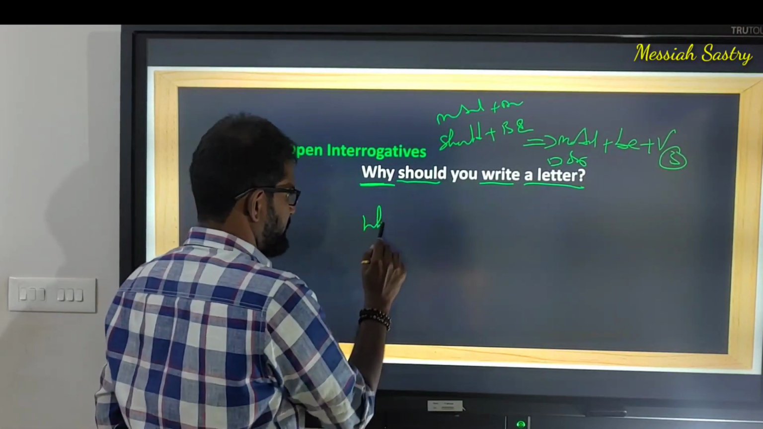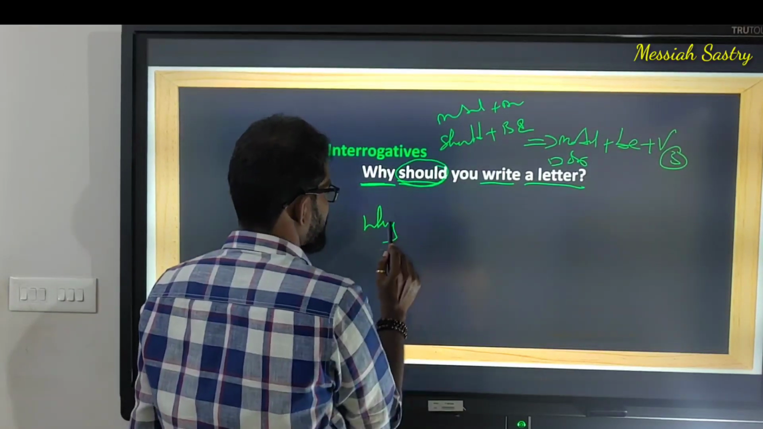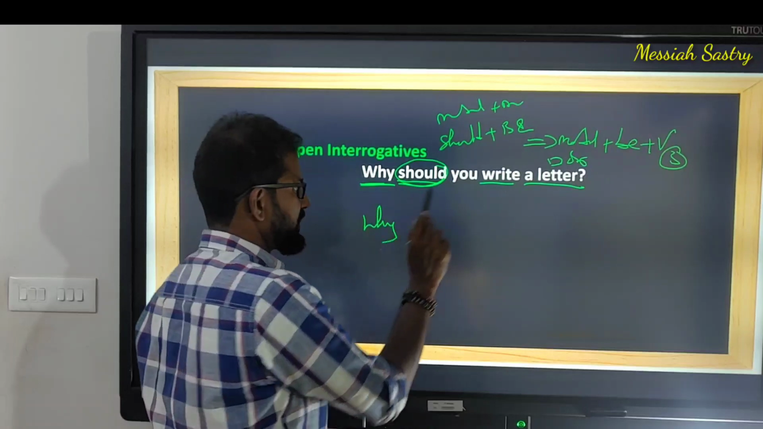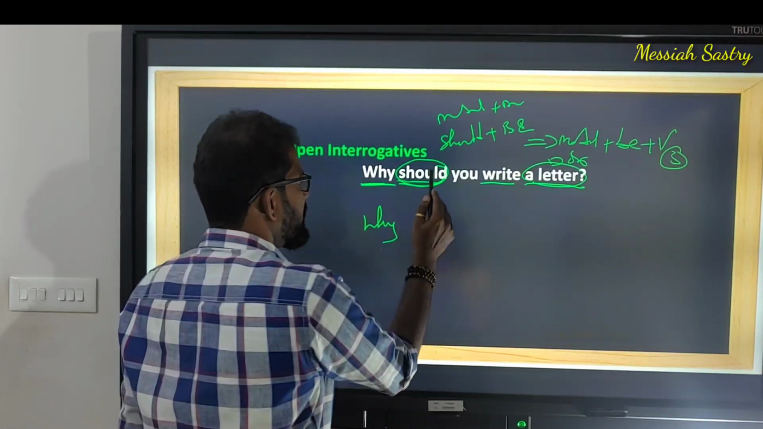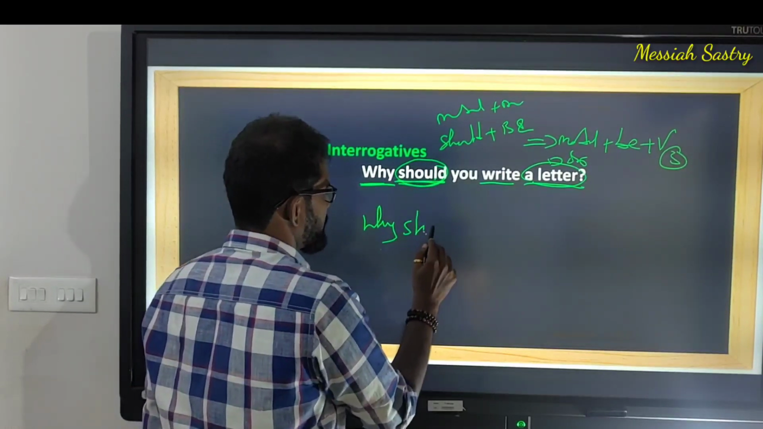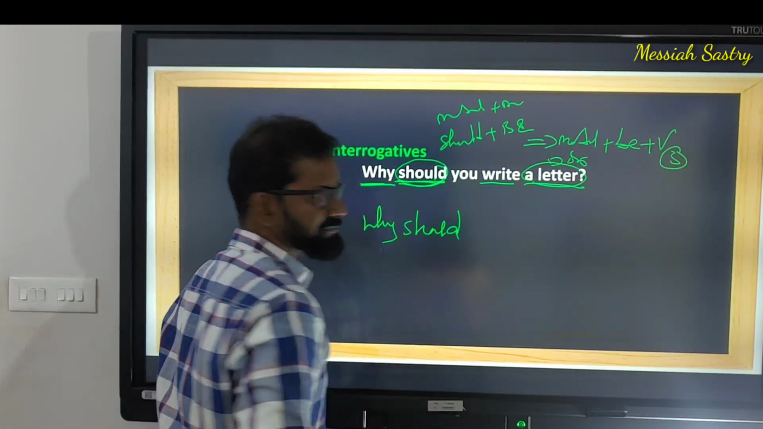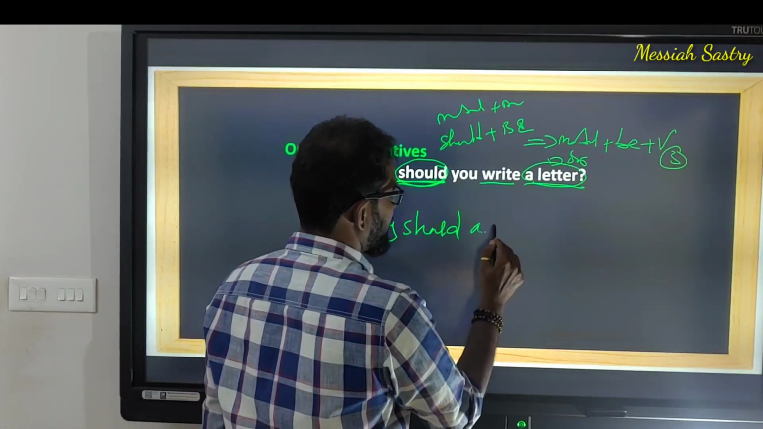Now what is the question word? Why? First write the same question word. Now we need to use the helping verb after the question word, because the new subject has to be between the helping verb and the main verb. What is the helping verb? The helping verb here is should. So we use the same word should, not shall. Should, then bring the new subject, a letter.